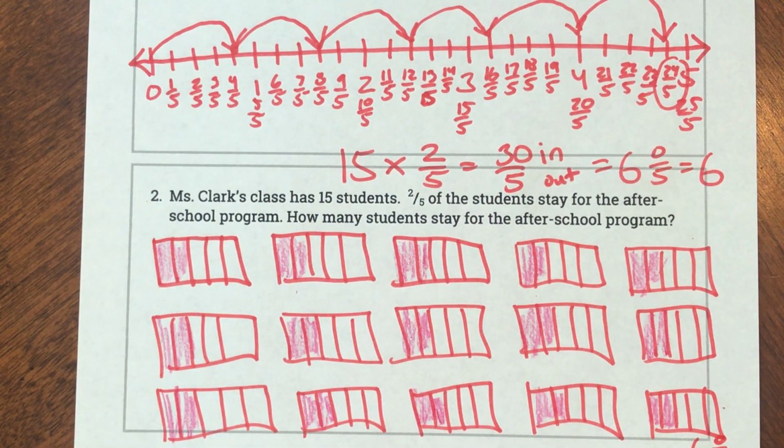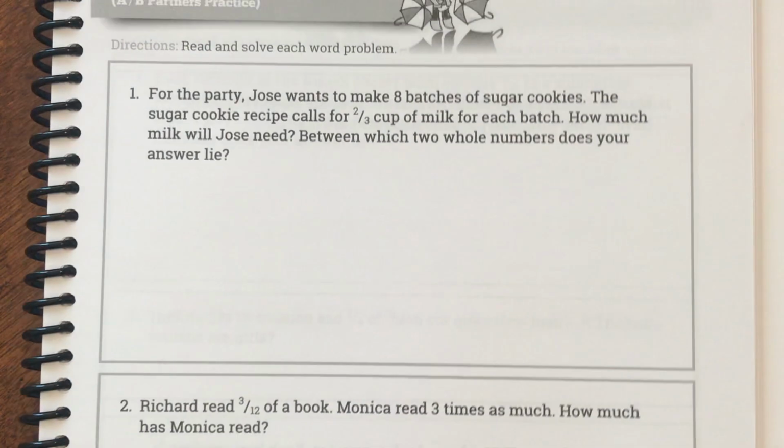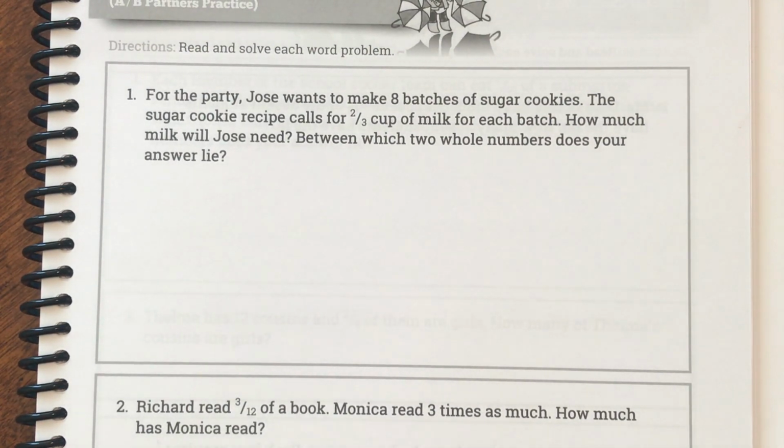Okay, let's try some. We're on page 206. Here is our first one. And it says, for the party, Jose wants to make 8 batches of sugar cookies. The sugar cookie recipe calls for 2/3 cup of milk for each batch. How much milk will Jose need? Between which 2 whole numbers does your answer lie?